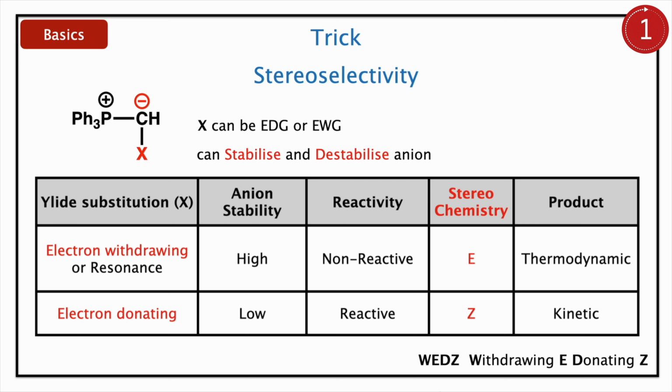The shortcut is abbreviation words. W stands for withdrawing, E that is configuration, D stands for donating, then Z. So withdrawing group, E form; donating group, Z form. So you should memorize the trick. It helps you to solve the problems.